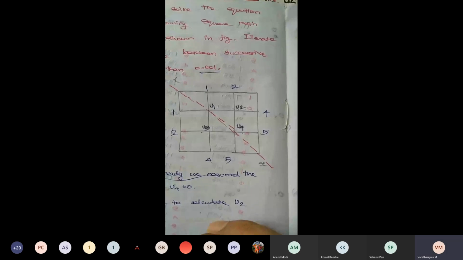And this is the problem. Using Liebmann's method, solve the equation del square u by del x square plus del square u by del y square is equal to 0 for the following square mesh with the boundary values as shown in the figure. Iterate until the maximum difference between the successive values at any point is less than 0.001.